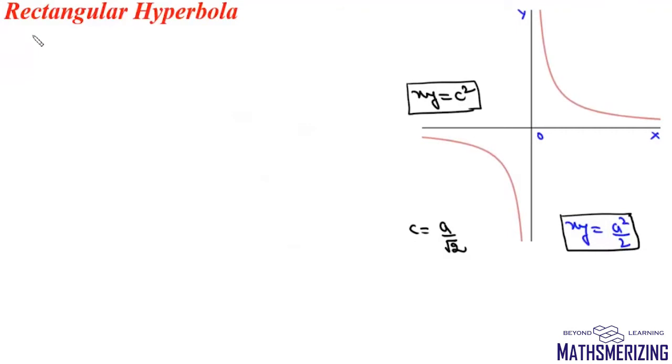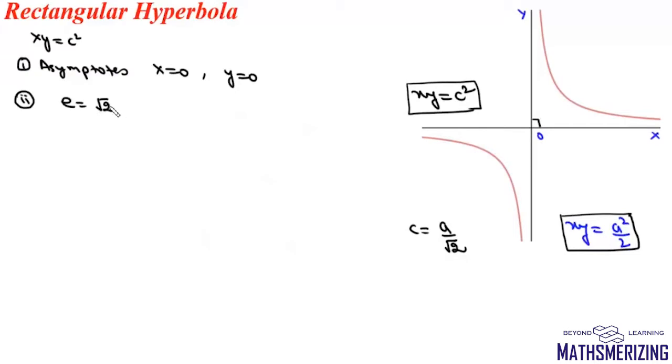Now we'll write characteristics for this hyperbola, which is xy equals c square. For this hyperbola, asymptotes are y-axis and x-axis, which are x equal to 0 and y equals to 0. So for this hyperbola, xy equals c square, these coordinate axes are asymptotes and they are obviously perpendicular. Eccentricity for rectangular hyperbola is always under root 2. So for this hyperbola also, eccentricity is under root 2.